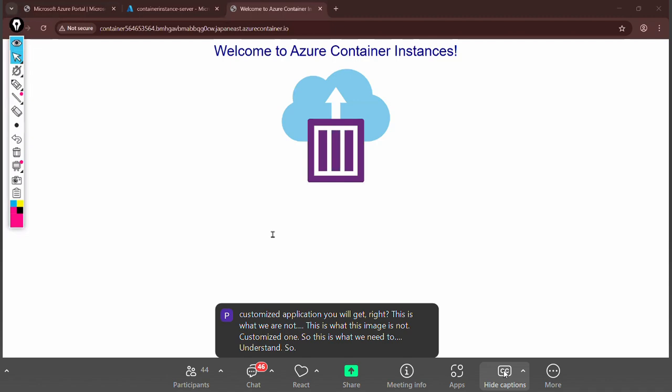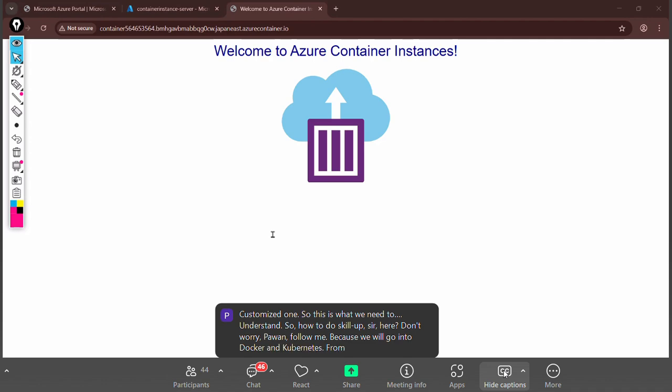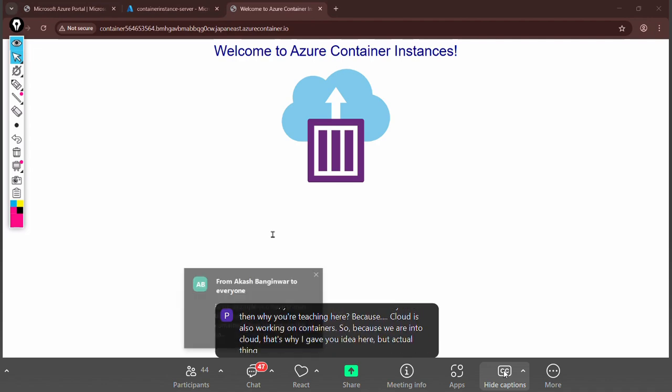So how to skill up, sir, here? Don't worry, Pawan, follow me because we will go into Docker and Kubernetes. From Docker and Kubernetes, you will understand this. But sir, why are you teaching here? Because cloud is also working on containers. Because we are into cloud, that's why I gave you an idea here. But the actual thing will be Docker and Kubernetes.